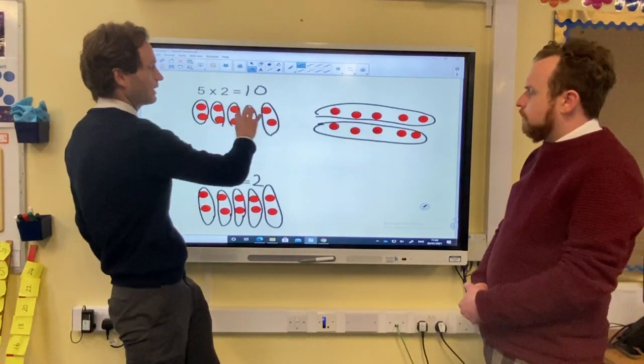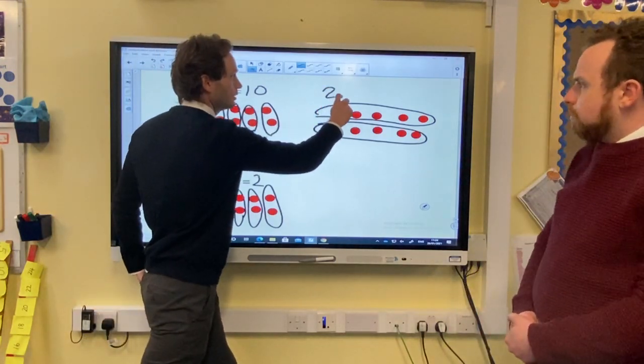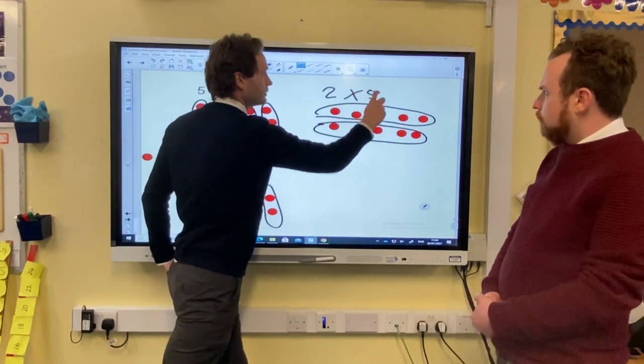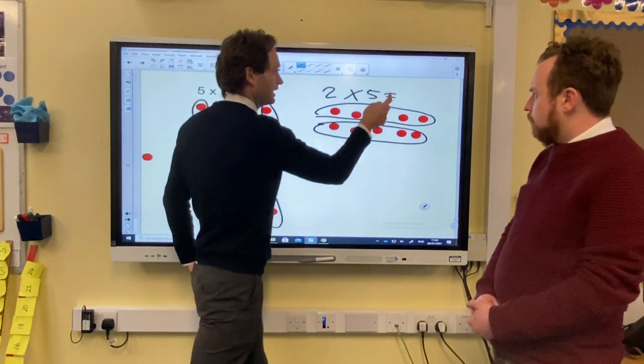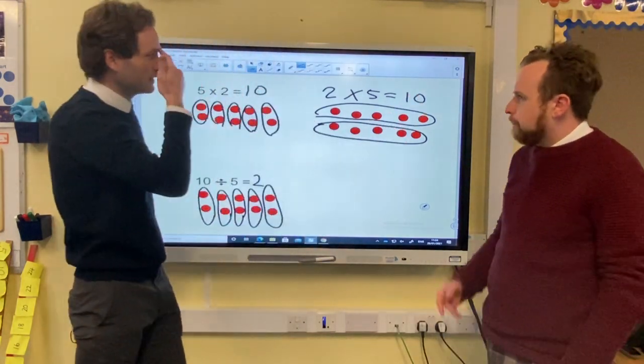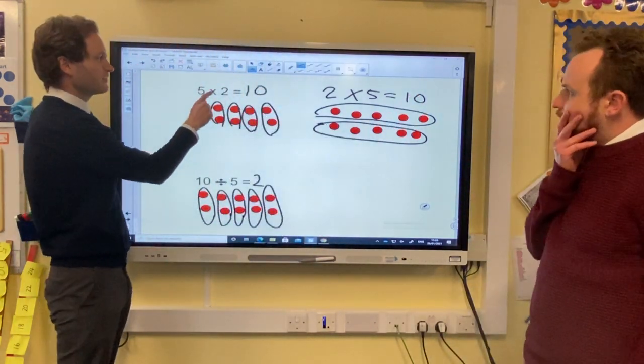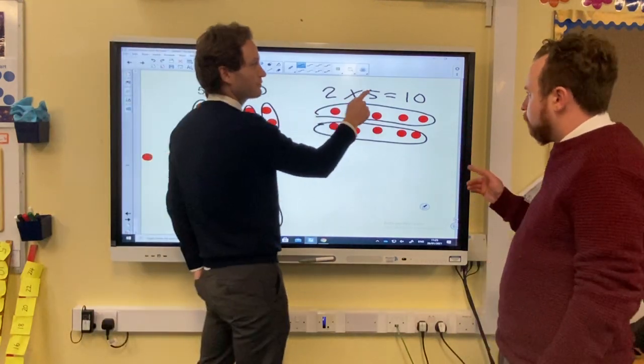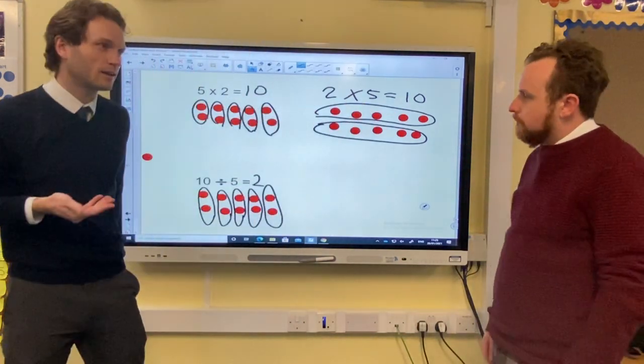So we've got the same array. We could have 2 groups of 5, 2 times 5. And how many are there altogether? Still 10. That's so interesting. Do you see, 5 times 2 is 10, 2 times 5 is 10. It's the same thing, okay?